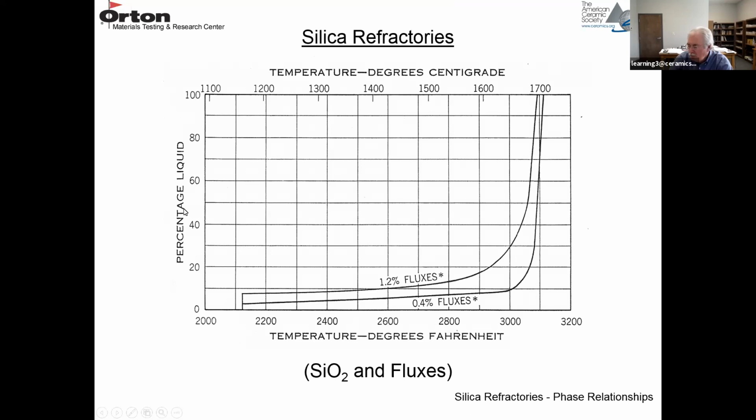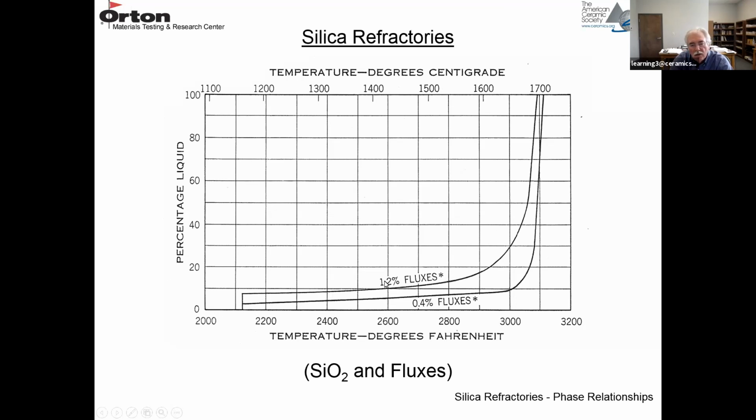So we can plot the amount of liquid that forms as a function of temperature. And we can do that at the two different flux levels I just showed, 0.4% and 1.2%. At 0.4%, this goes along at a rather flat slope. And all of a sudden, when you get to about 1650 degrees C, degrees C is up here, degrees F is down here, you have a very rapid increase in the amount of liquid content, all the way up to 100%.